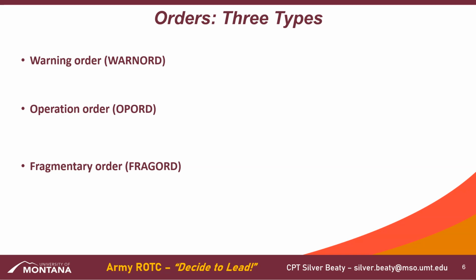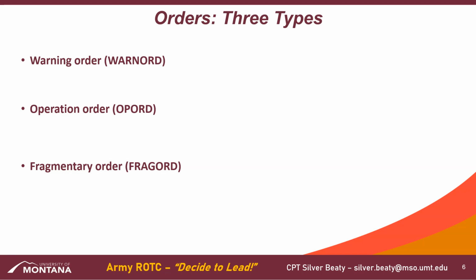Then you receive your operation order, which is all of the details of what your mission is, what the operation is, how you're going to conduct it. Those 5 main paragraphs are really going to be far more detailed. And then, as we all know, if you've been in ROTC for more than a day, you're likely going to receive what we call the fragmentary order, a FRAGO. This is usually a change or a modification to the original op order.